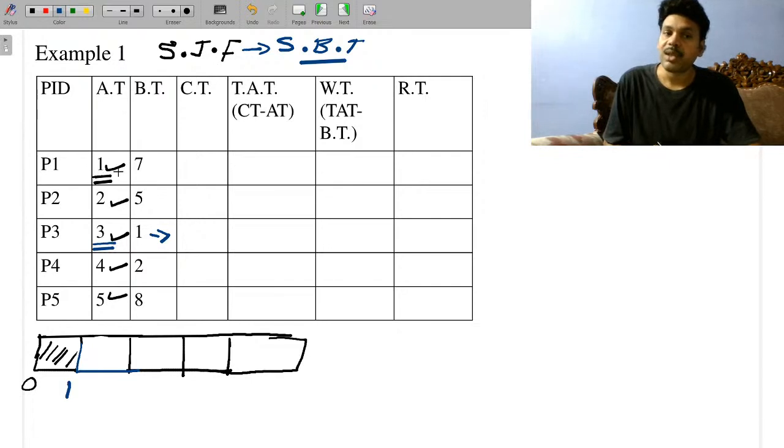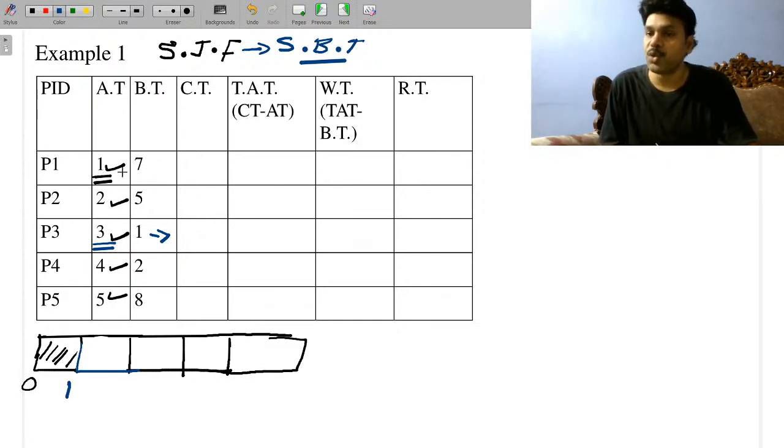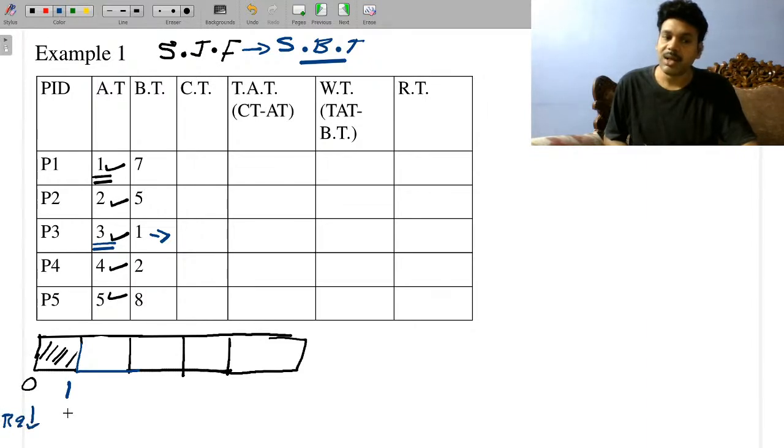That's why, even though P1 has the longest burst time, we need to take it by force, because no other process is in the ready queue. I am talking about the ready queue. Nobody else is there. Only one process is there at that time unit. What is that? P1. So P1 has a burst time of how many? 7 units. So it goes to 8.